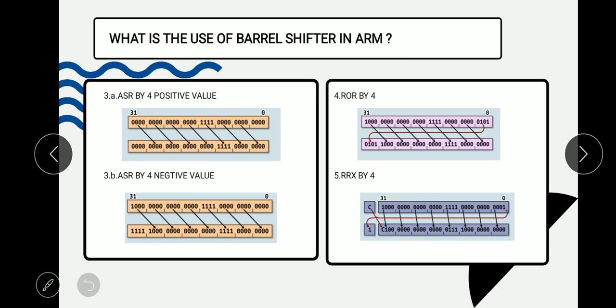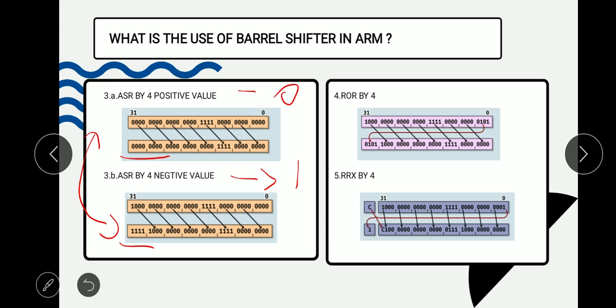Then ASR. ASR can be done in 2 ways. First one is a positive value, second one is a negative value. In ASR by 4 for a positive value, first performing a similar shift right operation. After performing a shift right operation for a positive value, the zeros are placed at the front. In case of negative value, after performing a shift right operation, ones are filled at the front. That is the main difference. For positive, we are using zeros, and for a negative, we are using 1.